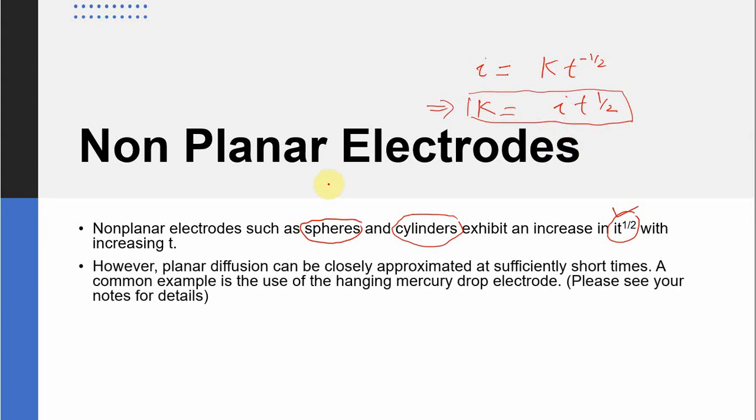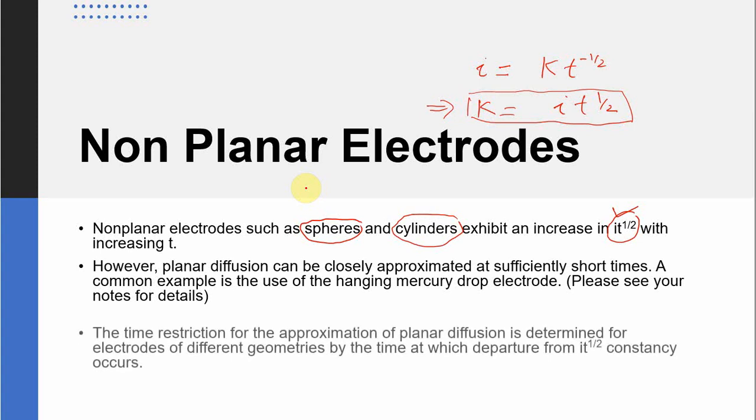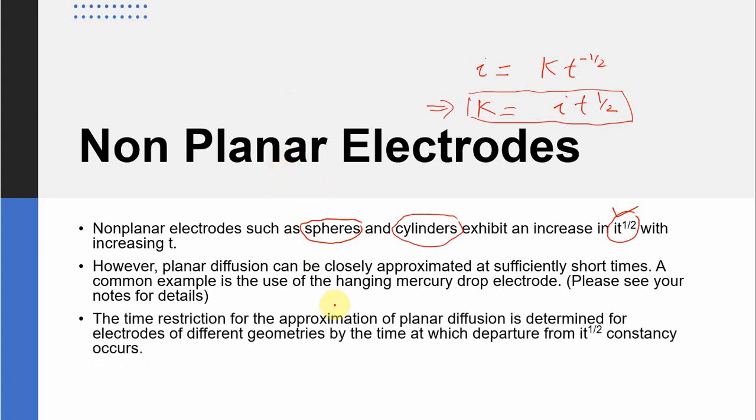Now, in case of planar diffusion, it can be closely approximated at short times. A common example is the use of HMDE, and what we notice is that if you keep the time short, then all of the electrodes will behave as if the diffusion is the same as happening on a planar electrode. As the time increases, the deviations from the constant will occur. The time restriction for approximation of planar diffusion is determined for electrodes of different geometries by the time at which departure from this constant product is happening.